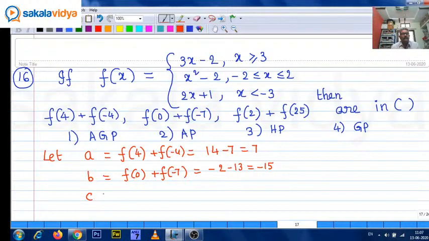Say C is f of 2 plus f of 25. Since 2 belongs to the second interval, 2 square 4 minus 2, 2, plus f of 25. 25 means first interval, 25 times 3 is 75. 2 plus 75 minus 2 is 73. This will be 75.